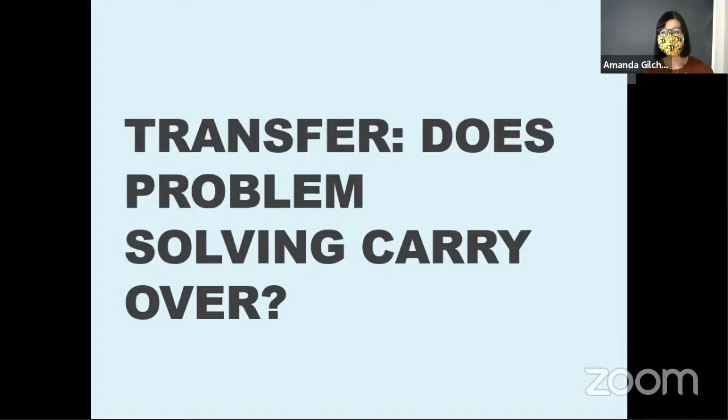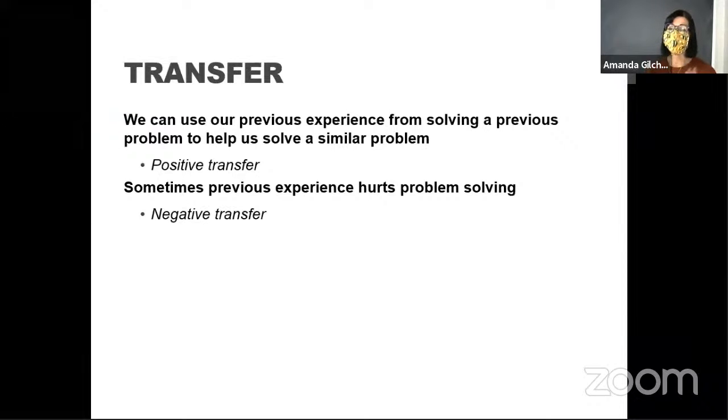So this is where I tell you, unfortunately, and I have to be a little bit of a buzzkill here, the brain training programs do not actually work. And I do believe that Lumosity got into a lot of trouble making claims that it could not deliver on. So we're going to talk about the issue of transfer. So transfer is when we can use our previous experience from solving a previous problem to help us solve a similar problem. And this is what's known as positive transfer.